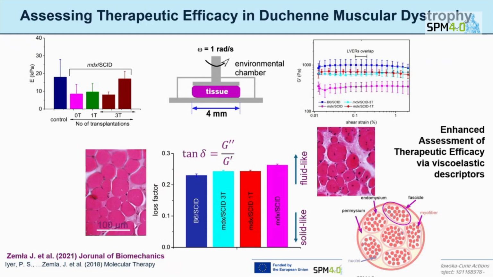And this is what actually is reflected in loss tangent. Because if we compare the loss tangent values for those 4 groups, we see that, of course, healthy behave more solid-like, while diseased are more fluid-like, and the transplanted samples are in between. So the inner structure, the connections between the cells and the extracellular matrix in treated samples improved, but not 100%.